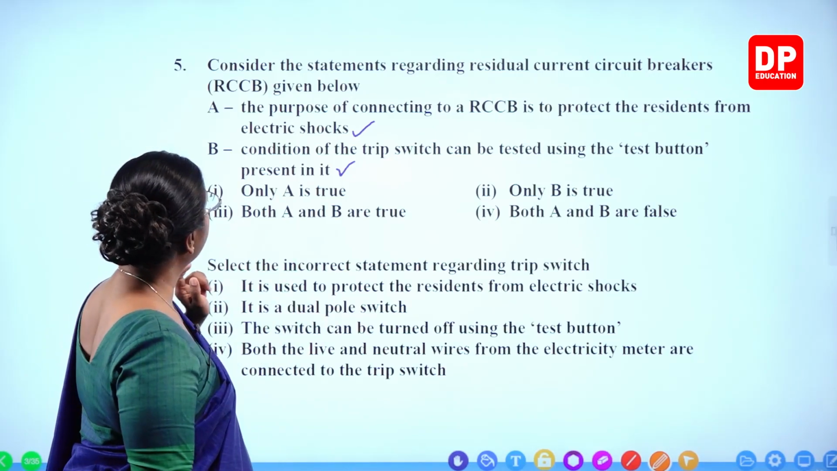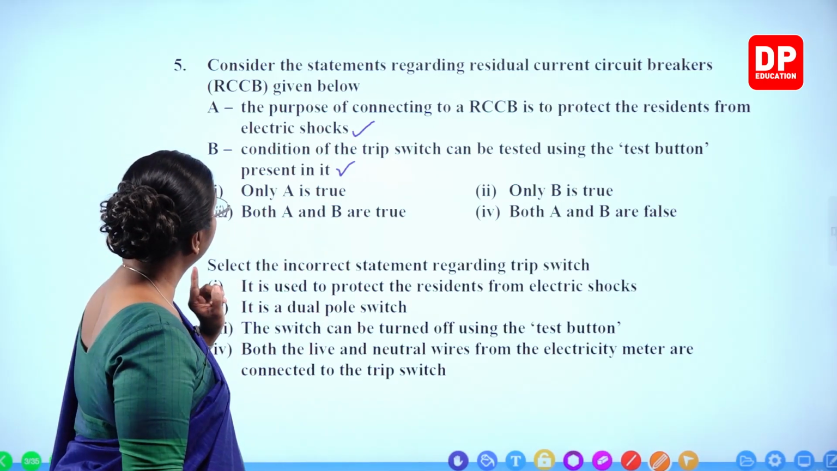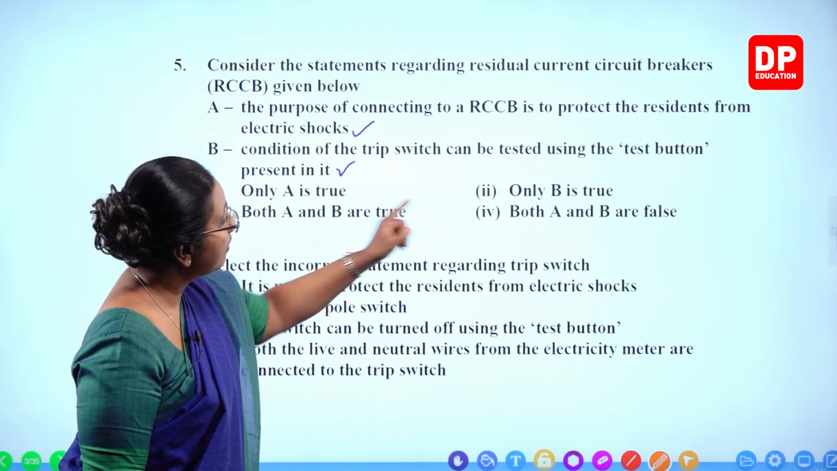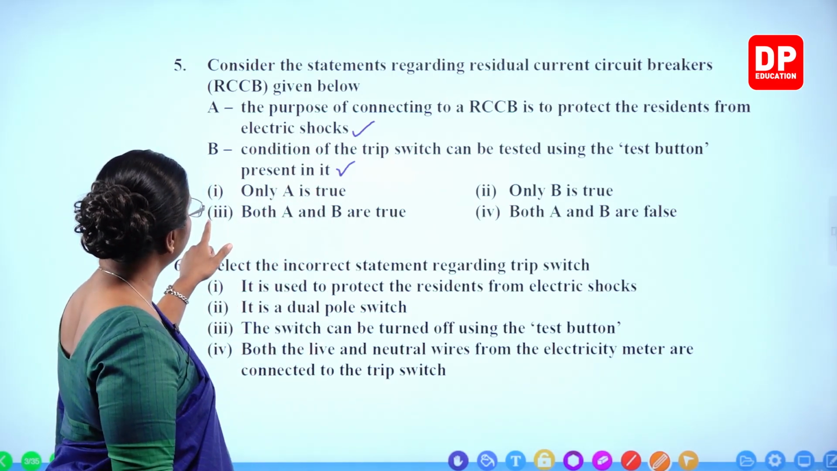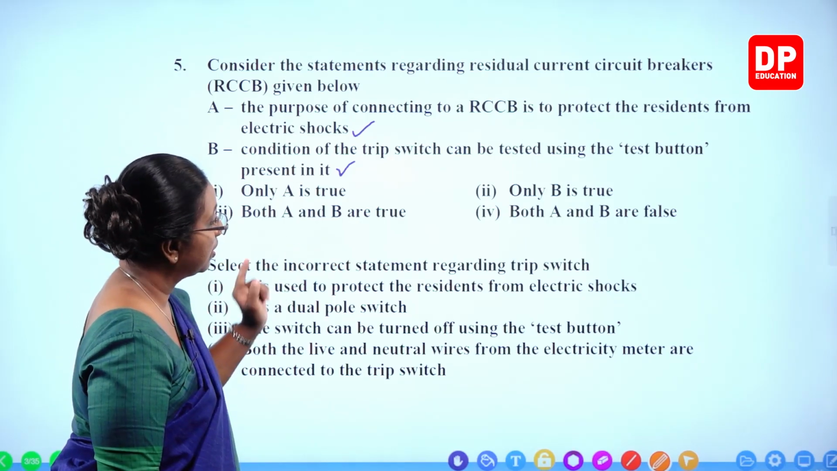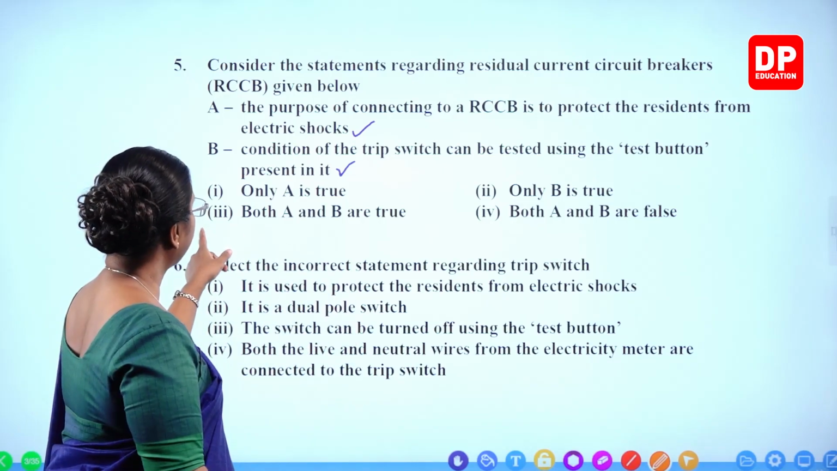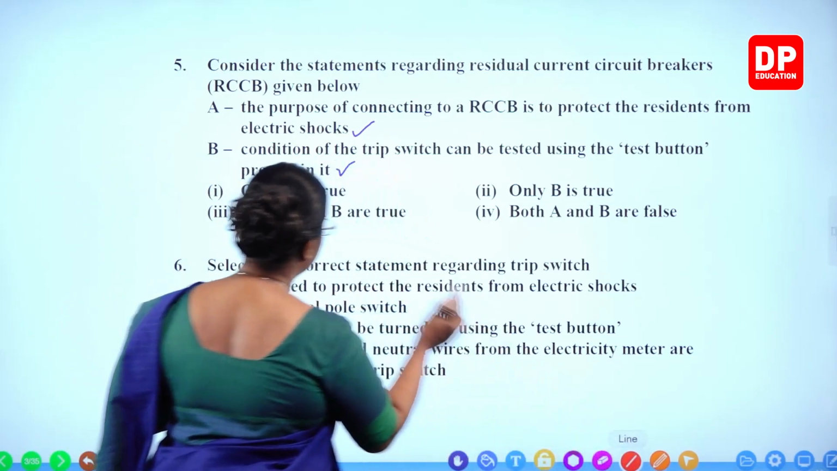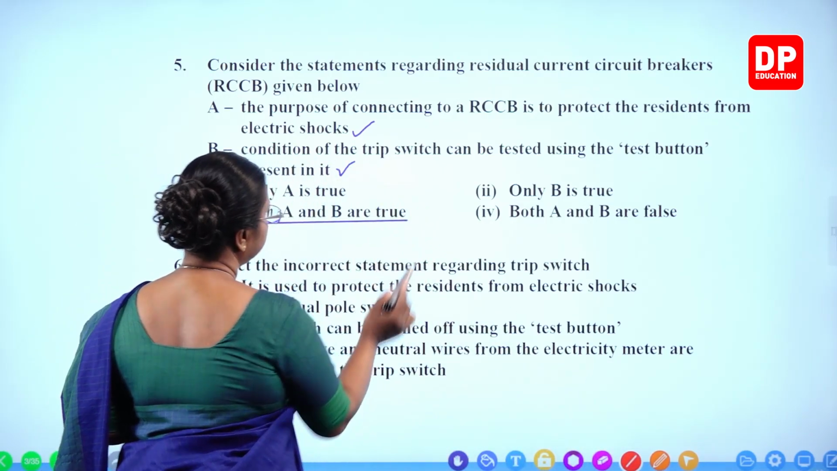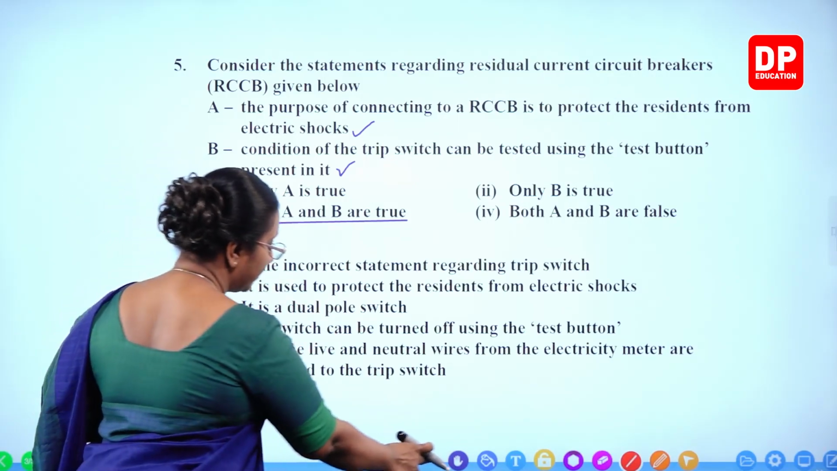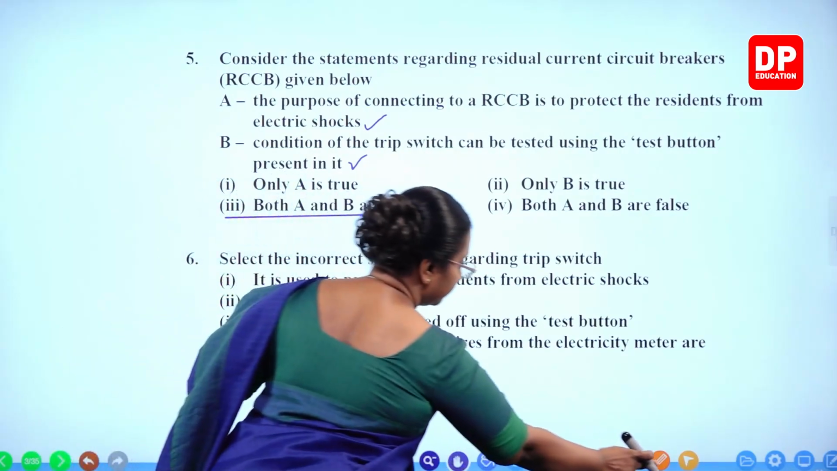If we look at the answers, the first one, only A is true. Second one, only B is true. Third one, both A and B are true. And fourth one, both A and B are false. So the correct answer is both A and B are true. That is the correct answer. Then we have the next one.